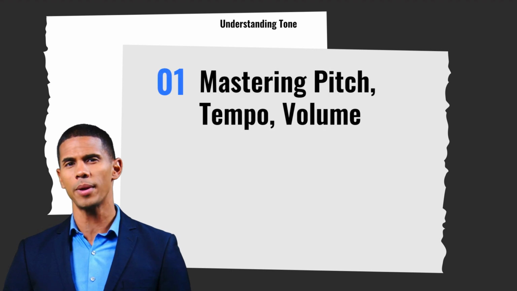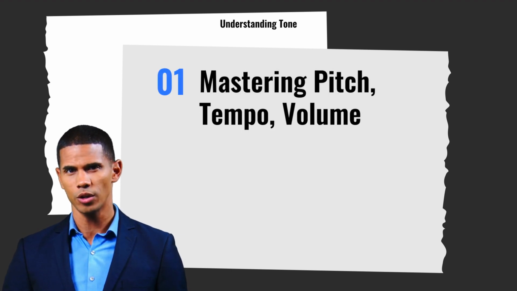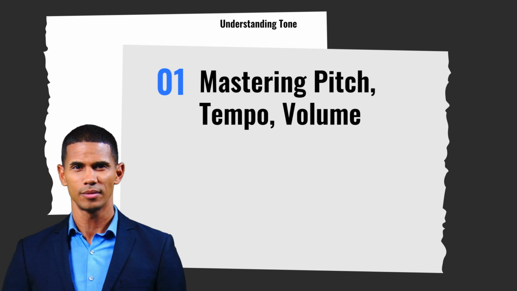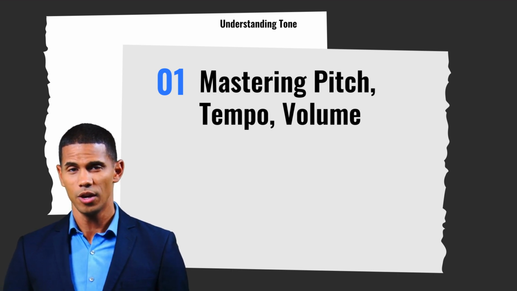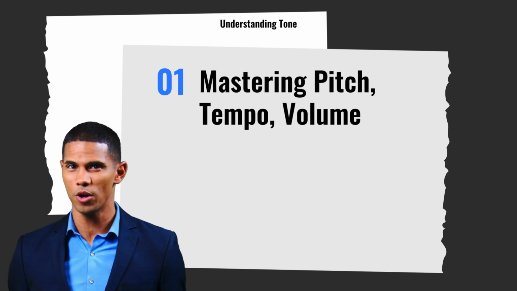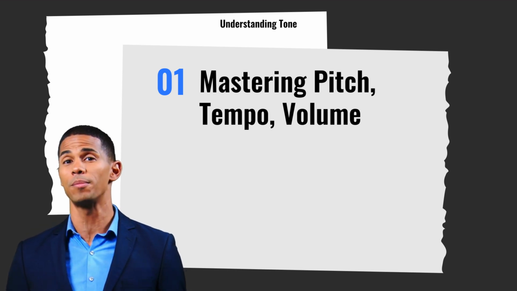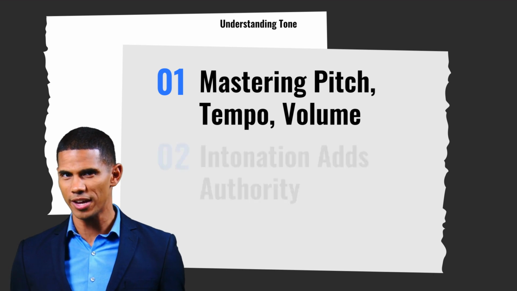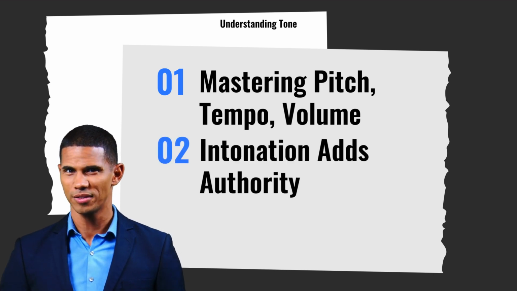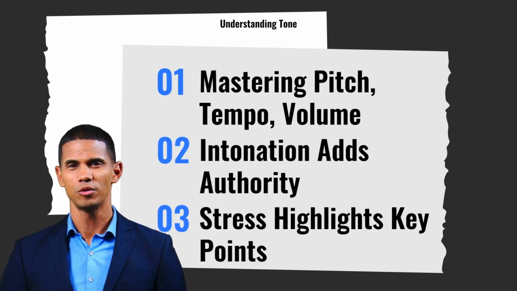Understanding tone involves mastering pitch, tempo, volume, intonation, and stress. Each element shapes how a message is received. A varied pitch maintains interest, while tempo and volume control engagement. Intonation adds authority, and stress highlights key points. Mastering these keeps audiences attentive and engaged.